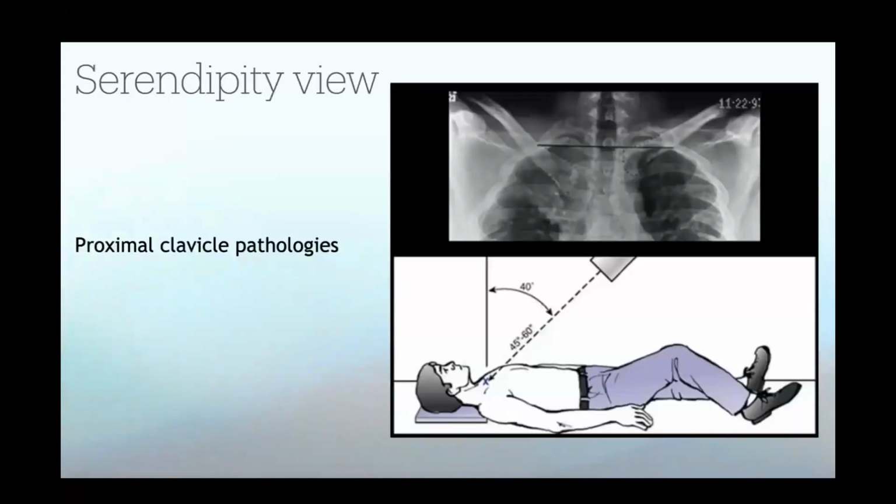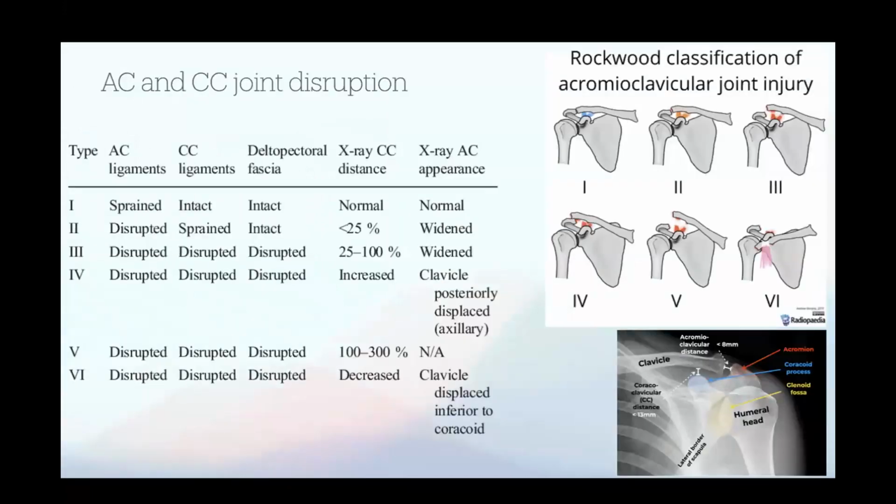Next is the serendipity view. Serendipity view is specifically for the proximal clavicle to see the sternoclavicular pathologies. Here the patient is made to lie down flat. The collimator is placed behind the sternoclavicular joint. The beam of X-ray is directed 40 to 45 degrees cephalad, and it is fired. Here you will see all the proximal clavicle pathologies. In this, you can also make out the AC and the CC joint disruptions on X-rays.